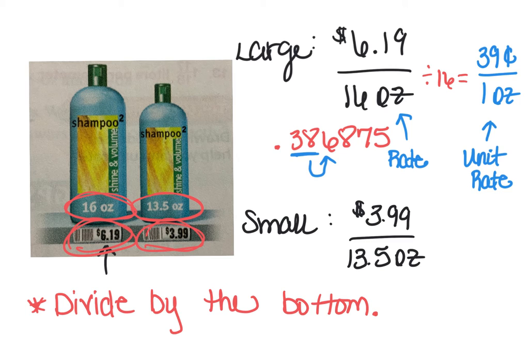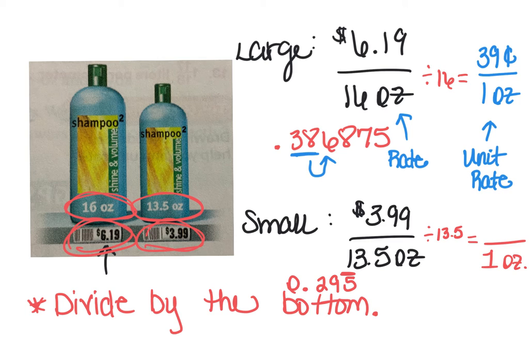Okay, I'm going to do the same thing. I'm going to divide by the bottom on my small bottle. So I'm going to divide by 13.5. And I kind of had to write that little because I'm running out of room. I know my bottom is going to be 1 ounce because that's why I divided by 13.5. So 3.99 divided by 13.5 gives me a long decimal again, 0.29 and a repeating 5.